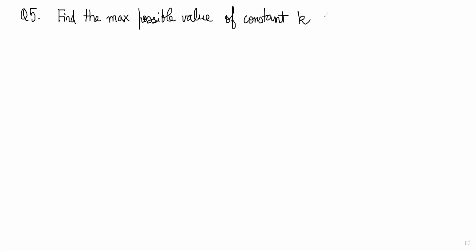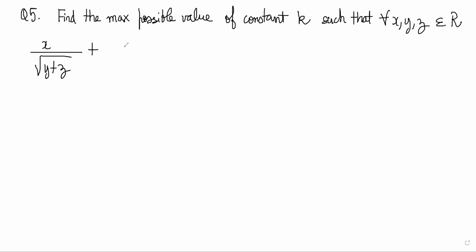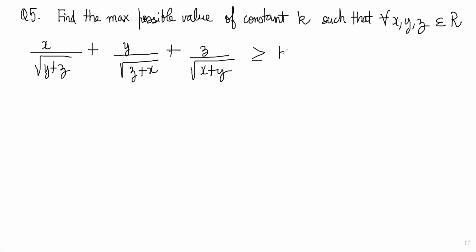This one says find the maximum possible value of constant k such that for all x, y, z belonging to R, x by root over y plus z plus y by root over z plus x plus z by root over x plus y is greater than or equal to k times root over x plus y plus z is always true.